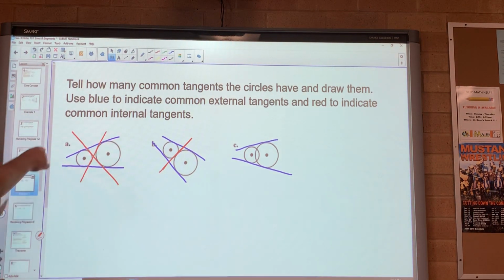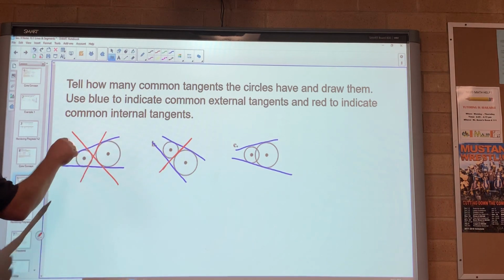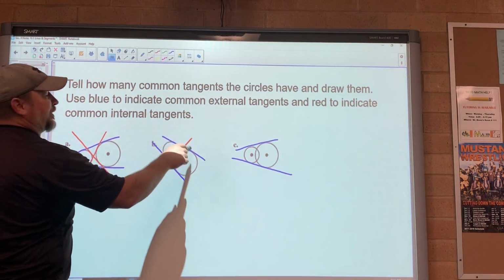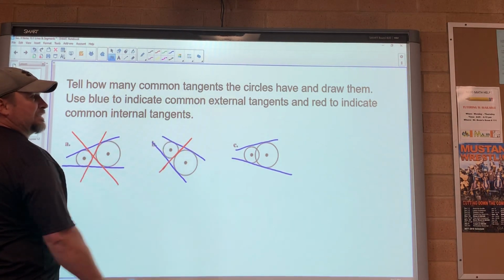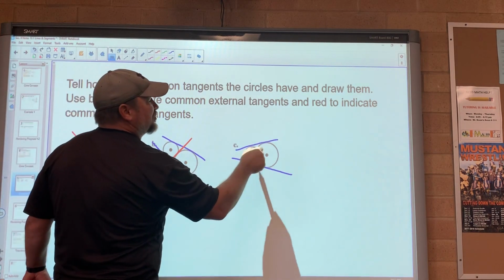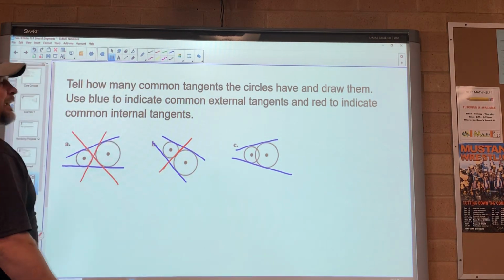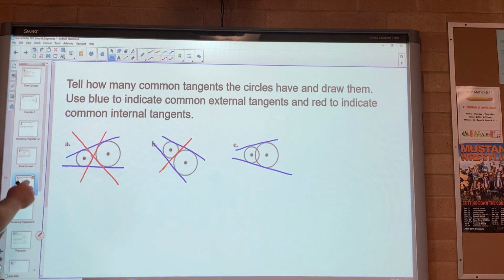So this one has 4 total, 2 outside, 2 inside. This one has 3 total, 2 outside, 1 inside, and this one only has 2 outside. Okay? Hope that makes sense.